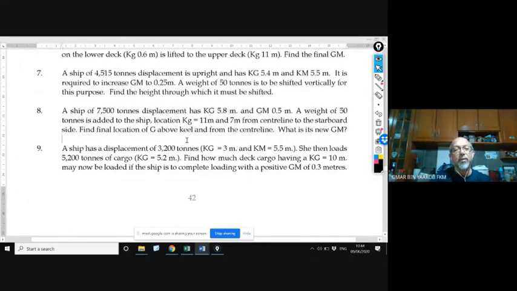This is number 9. A ship displacement 3,000 tons then loads 5,200 tons of cargo. Find how much cargo, that cargo having KG of 10 meter, may be loaded if the ship is to complete loading with a positive GM of 0.3 meters. So this one again starts with positive GM 0.3.